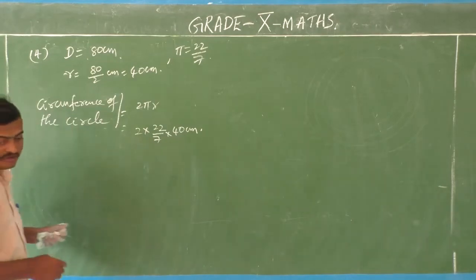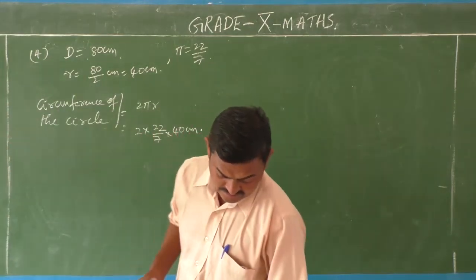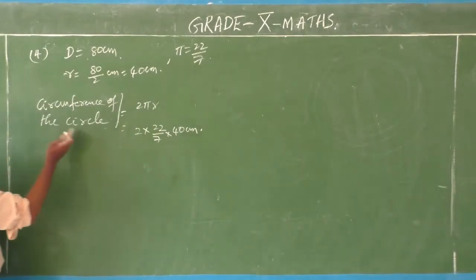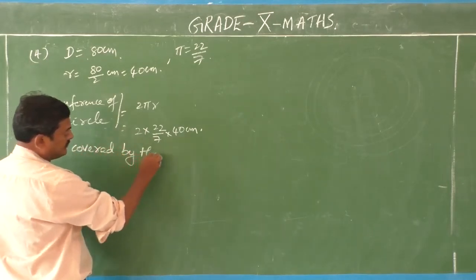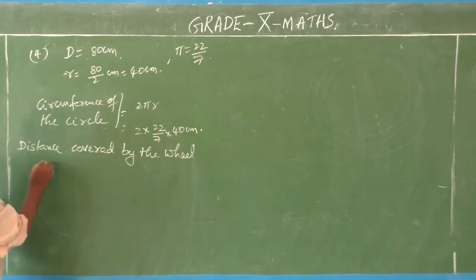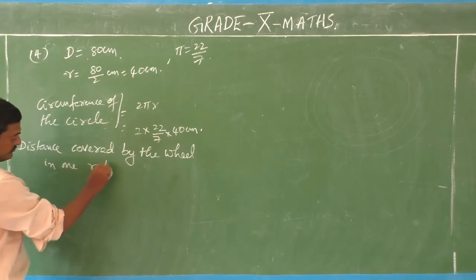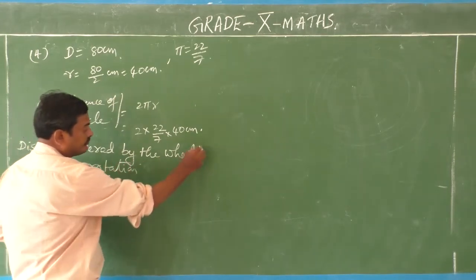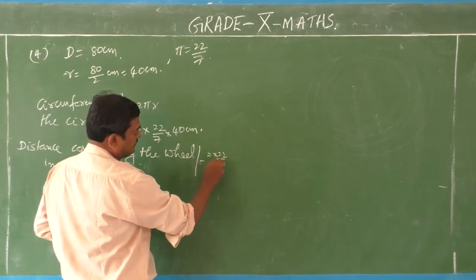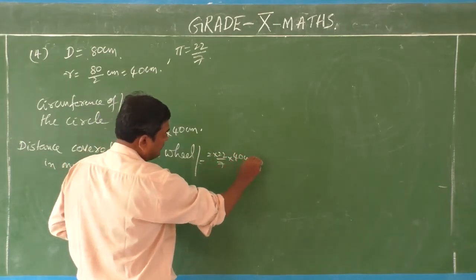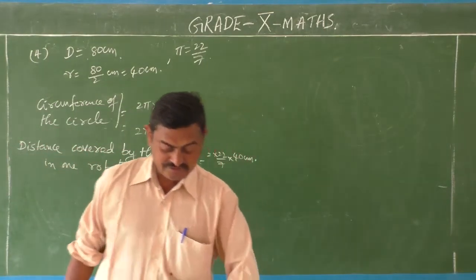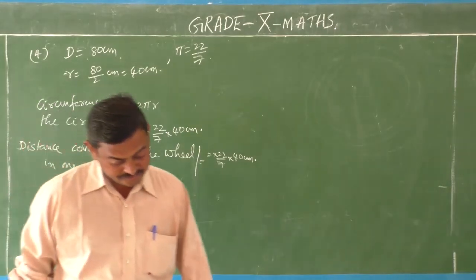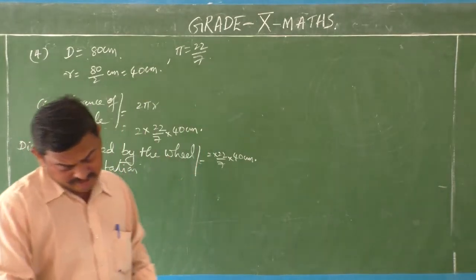Now next, what they given? Distance covered by the wheel in one rotation. One rotation equal to 2 into 22 by 7 into 40 centimeter. This is the distance covered by the wheel in one rotation. Next, speed, what they given?